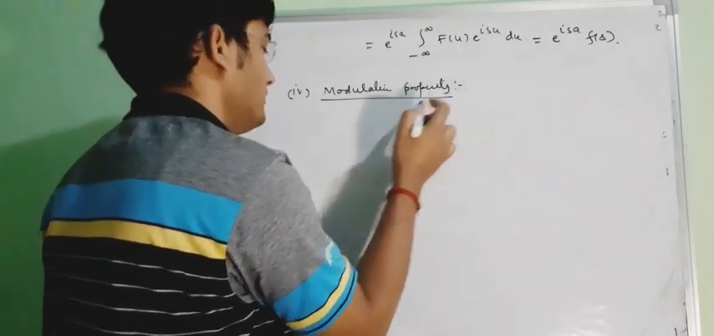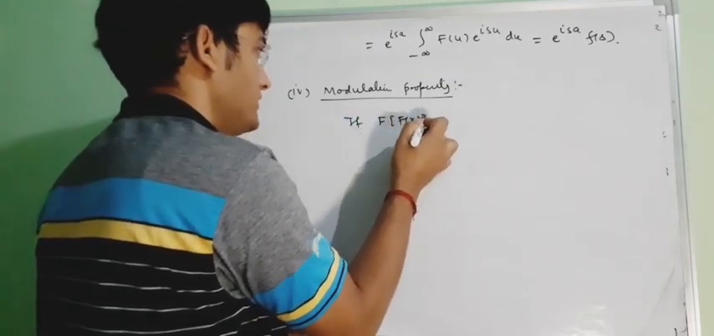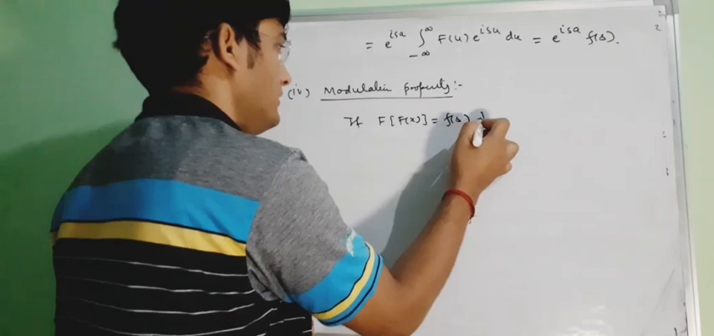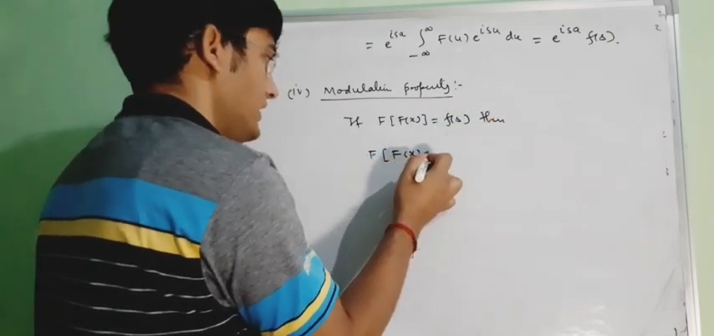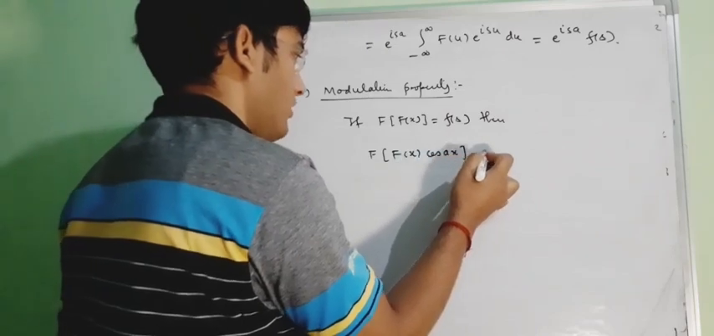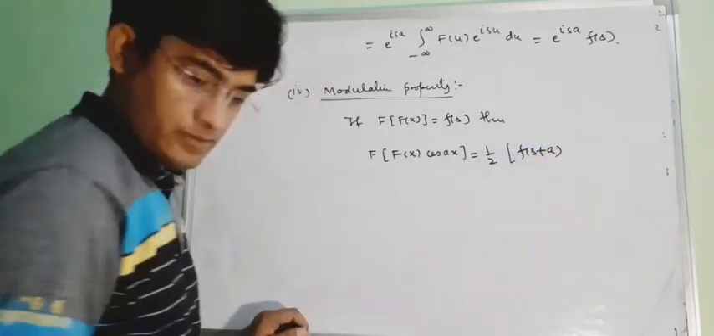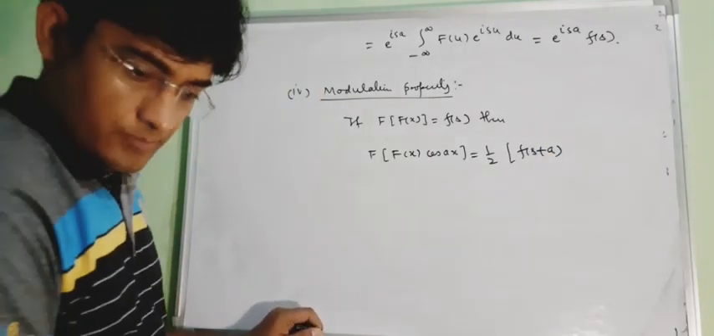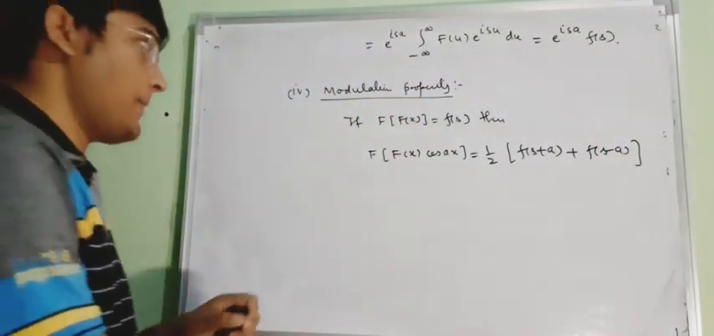So this is your, if the Fourier transformation of f(x) is F(s), then the Fourier transformation of f(x) cos ax is equal to half of F(s+a) plus F(s-a). So let us prove it.